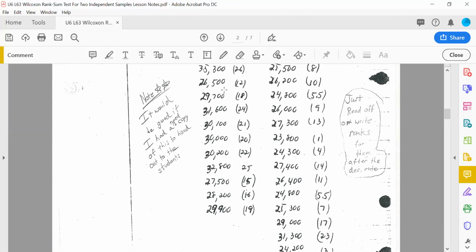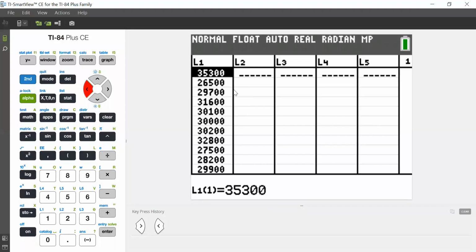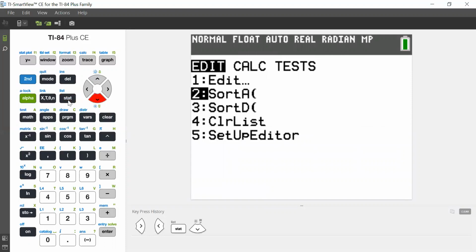I'm going to make a suggestion. If possible, you want to make your life easier, you could put all of the numbers, all of them, into L1. I know there was Florida and New York, but don't put them in L1 and L2. Put them all in L1. Then check this out. If you hit stat, then you go down. Notice option 2 is sort A, and then option 3 is sort D. Sort A stands for sort in ascending order. D stands for sort in descending order. So we want to sort it in ascending order.